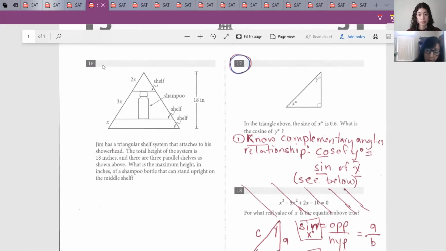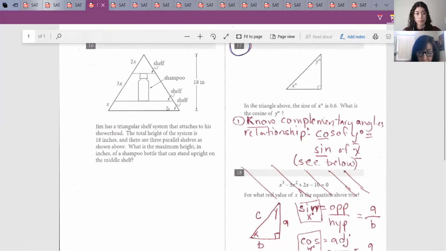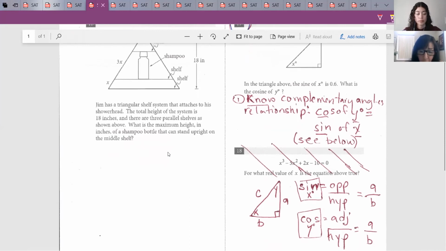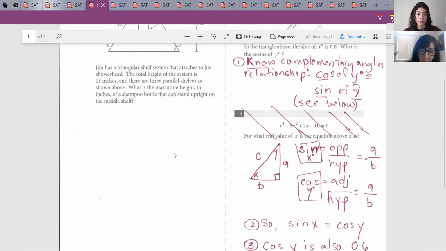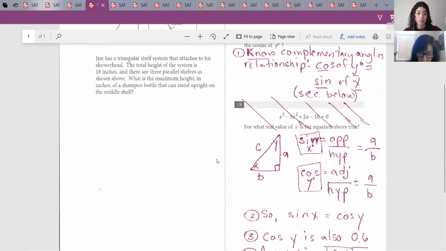The important complementary angle relationship is that the cosine of y is going to be equal to the sine of x. And you say, well, do I need to memorize that? Okay, let's think it through. I've given our explanation down below. I crossed out the other question. And here's my explanation for you.